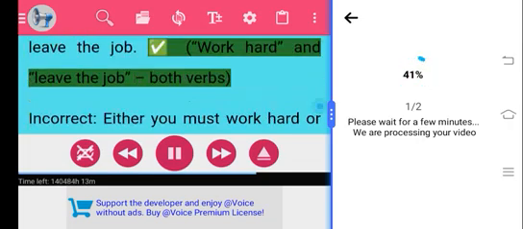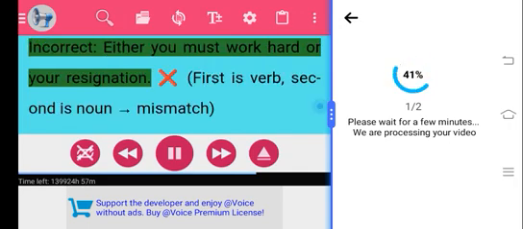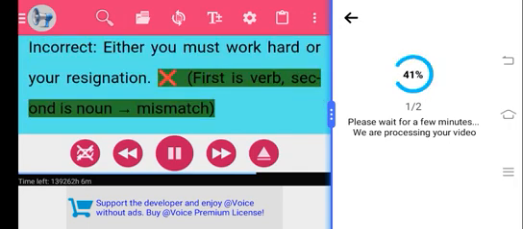Correct: Either you must work hard or leave the job. Work hard and leave the job, both verbs. Incorrect: Either you must work hard or your resignation. First is a verb, second is a noun, so there is a mismatch.